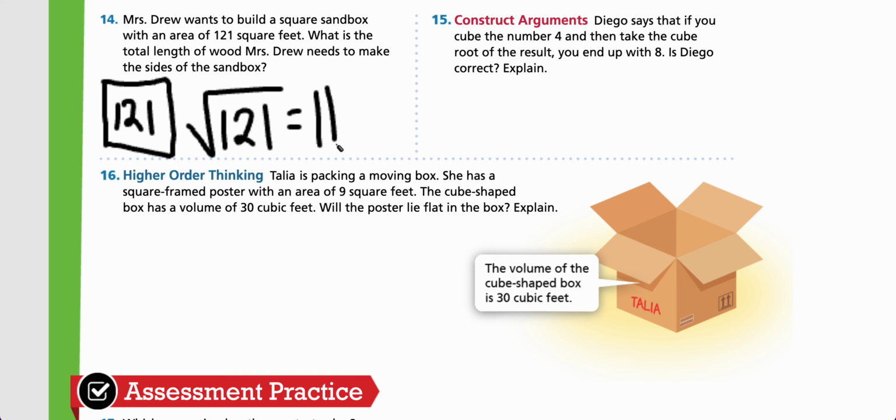Is that the answer? No, what's the total length of wood? So she needs the perimeter of the box, right? 11 plus 11 plus 11 plus 11. That's 11 times 4, which is 44. So she needs 44 feet of wood to make a perimeter for the 121 square feet.